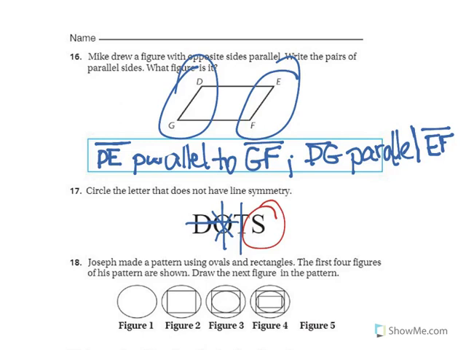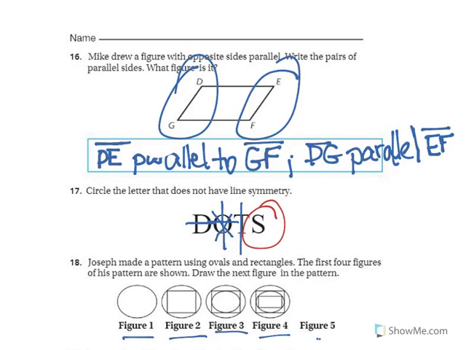Number 18, Joseph made a pattern using ovals and rectangles. The first four figures of his pattern are shown. Draw the next figure in the pattern. So figure 1 has an oval. Figure 2 has the oval with a rectangle inside. Figure 3 has the oval, rectangle, oval. And figure 4 has the oval, rectangle, oval, rectangle.